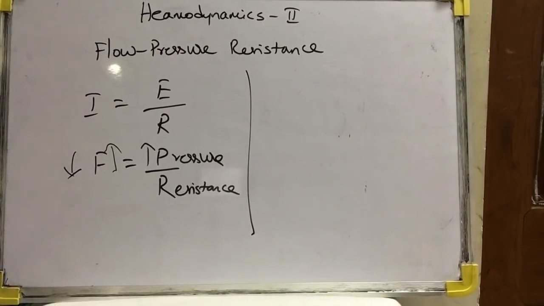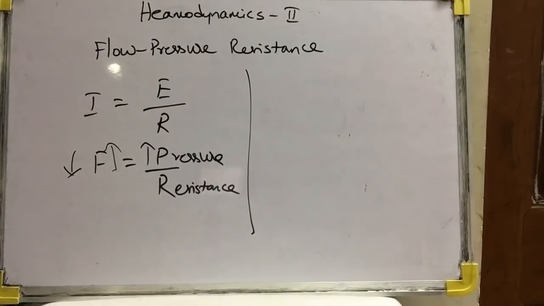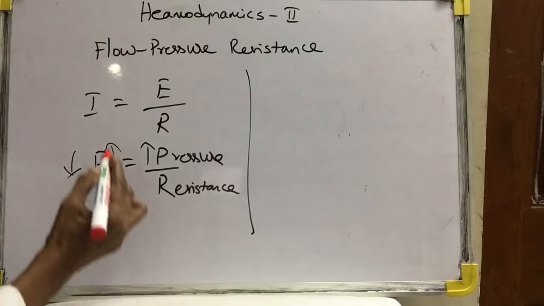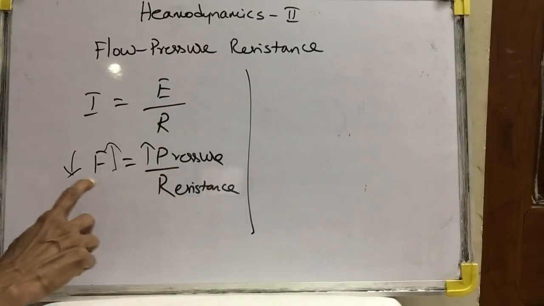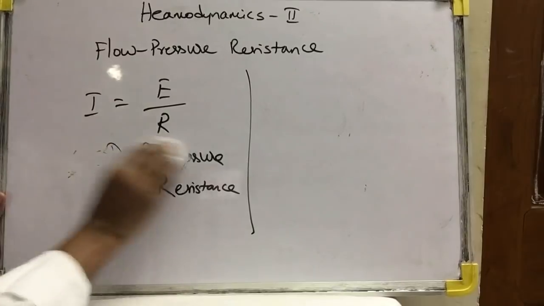So here we were talking about the flow, pressure and resistance. Flow is directly proportional to the pressure and inversely proportional to the resistance. So whenever there is an increase in the resistance, the flow is decreased. That means whenever the peripheral resistance is increased, the flow to that particular tissue is decreased. This is the relation between flow, pressure and resistance. Flow is directly proportional to pressure and inversely proportional to resistance.